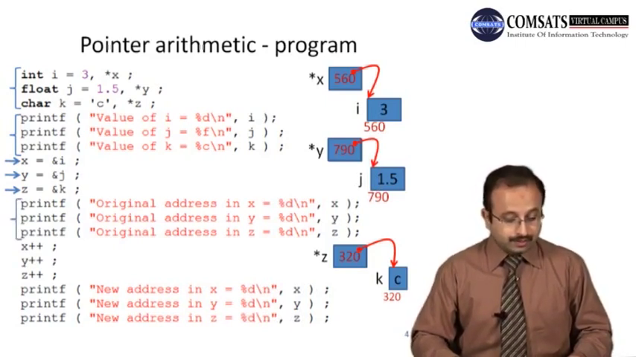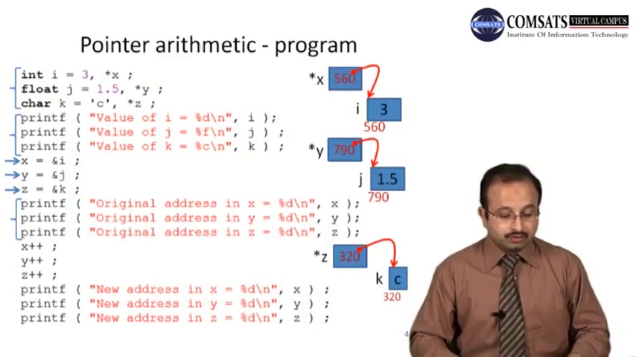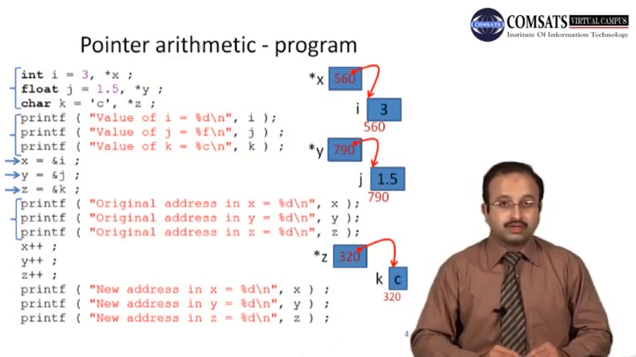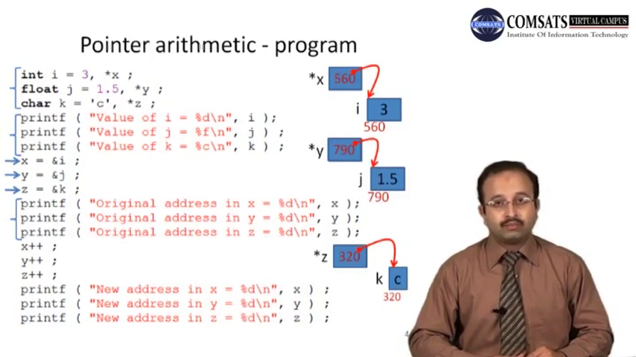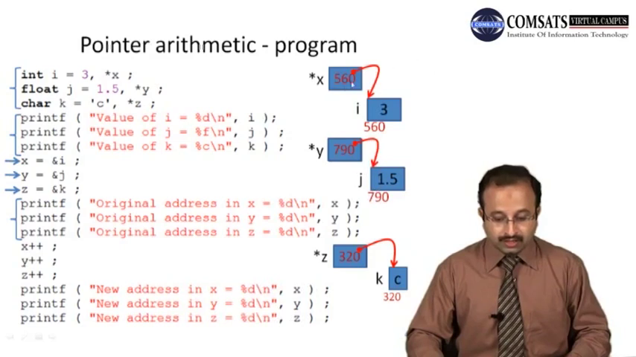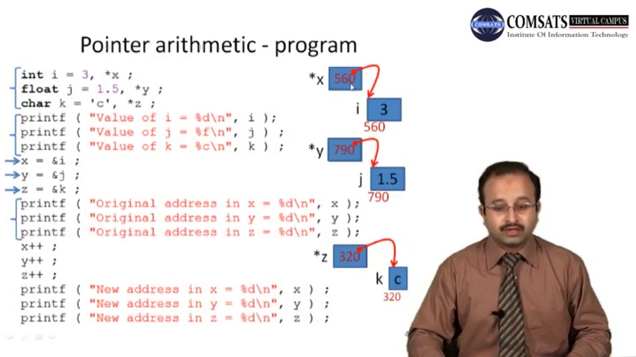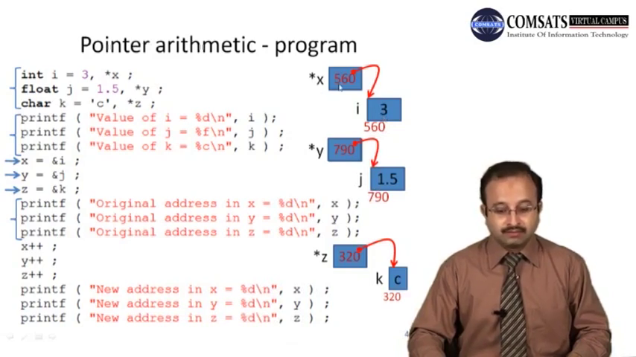Now the next 3 statements are the printf statements. So the original address in X is equal to, so X ki value kya hai? *X is different. *X means you are dereferencing a pointer, and that means that you are accessing the value that is placed at the address that is held by that pointer. So ye pointer jo hai, X pointer, ye kaun sa address hold karke rakh raha hai? 560 is the address that is held by the pointer. So *X means the value at 560, and the value at 560 is 3. So *X means 3, and X means 560.